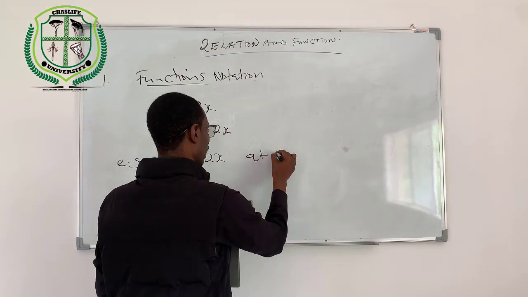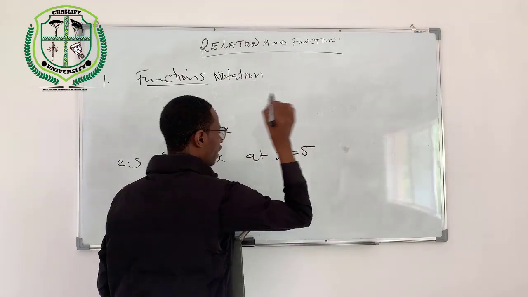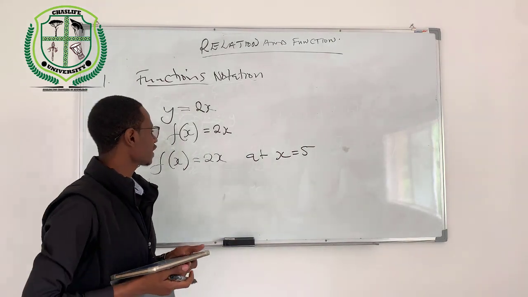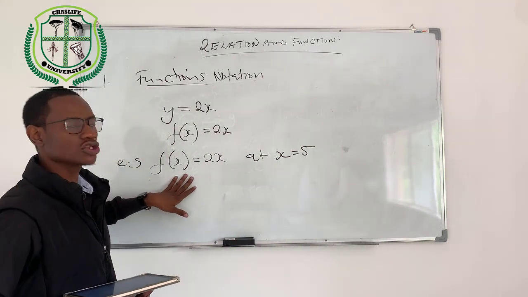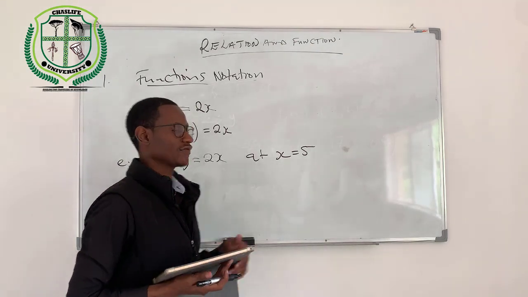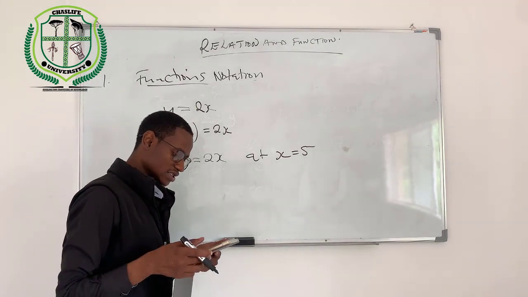At x is equal to what? 5. At x is equal to 5. So what we are trying to say is, what is the value of f of x if x is equal to 5? So here it makes it simple.